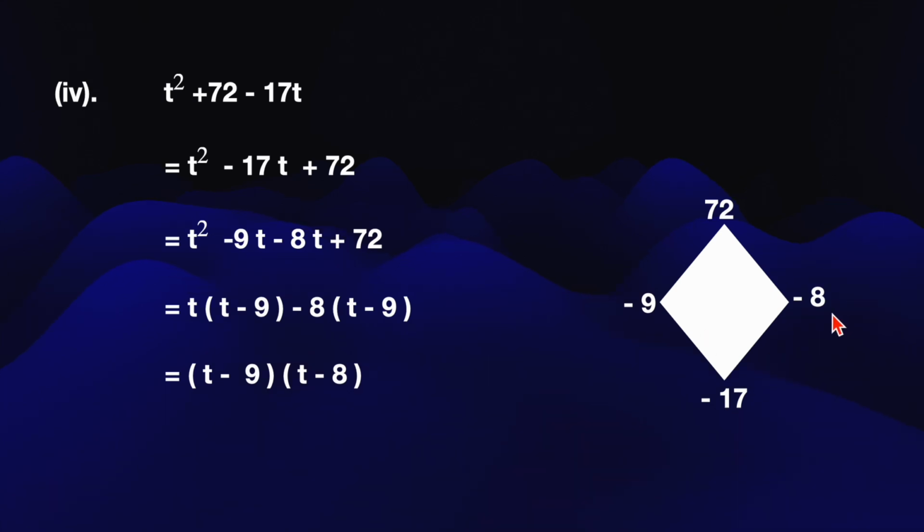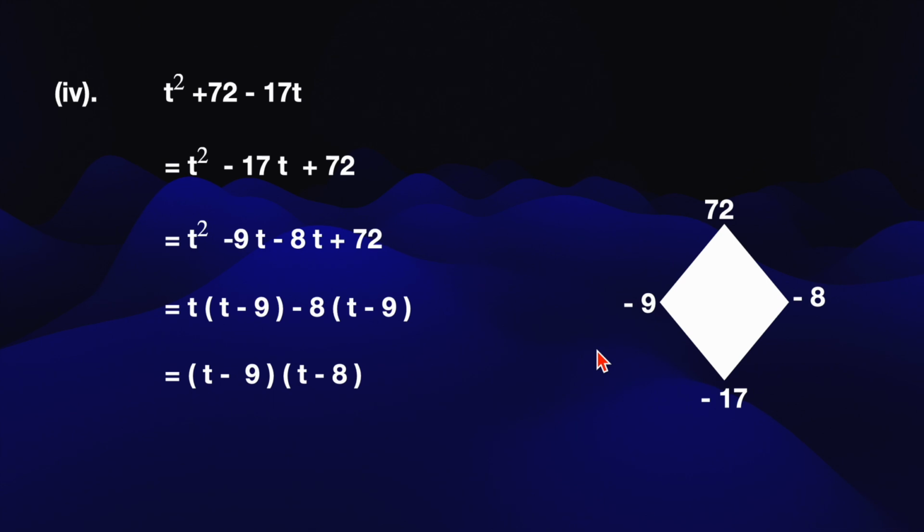Let's find two numbers. 9 eights are 72. But we can see here that the middle term is negative, so both the numbers will take a negative sign. Always remember that. If the last term is positive and the middle term is positive, both the numbers will be positive. If it is negative, both the numbers will be negative. But if the last term is negative, only one number will be negative.